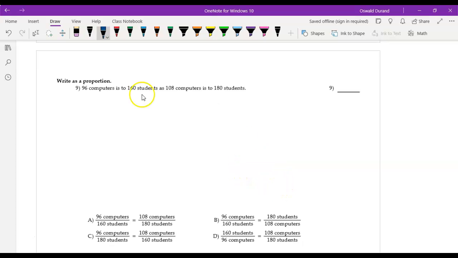All right, so kind of the same thing, but we have to write it out as two proportions. So here, the first part, it said 96 computers is to 106 students as 108 computers is to 180.